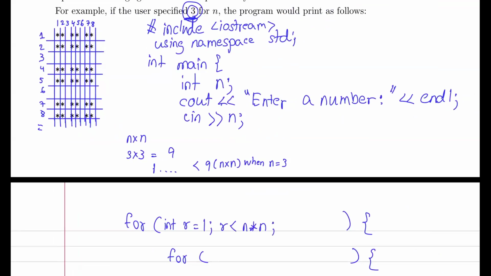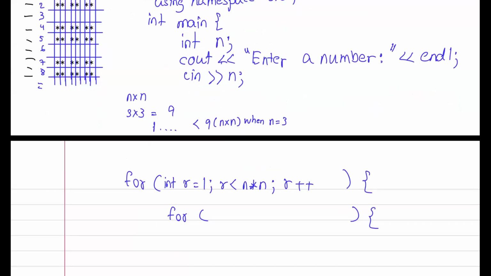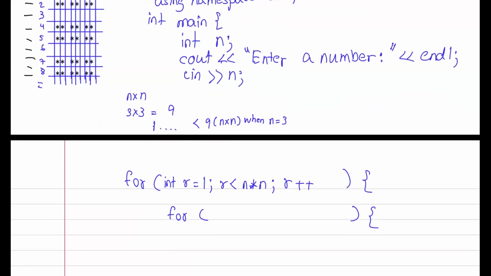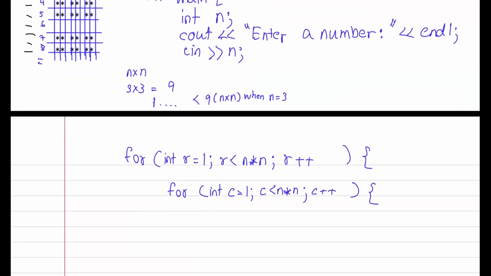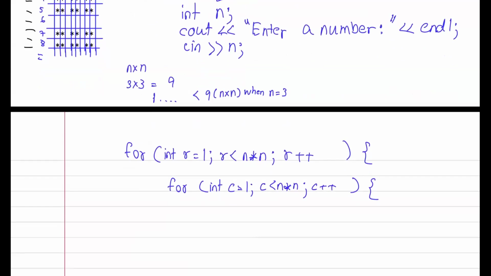And then r plus plus. The outer loop loops through the rows, and then the inner loop is for the column. So c starts from 1, c is less than n times n, and then c plus plus. So this is for the nested loop. But we need to think about when we are going to print the star and when we are going to print the space.